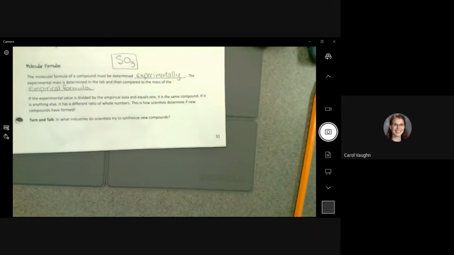All right, take about 30 more seconds and we're going to come back together. List as many different industries on your little paper as you can. And then we'll come back together in 20 seconds to discuss. Did you say we're supposed to list them on the paper? Yeah, where it says turn and talk.